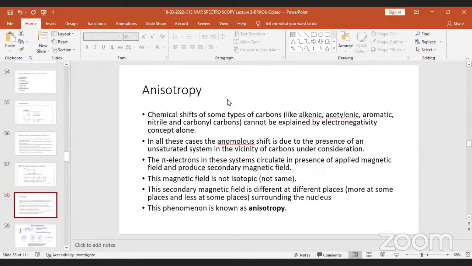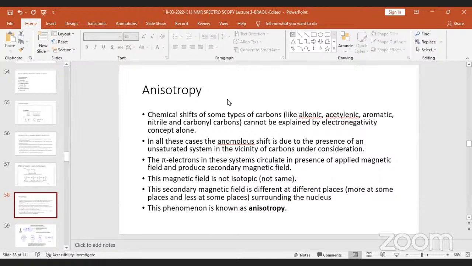Anisotropy. The name itself suggests there is something anisotropic, not isotropic. Anisotropy means unequal, isotropy means equal. What is equal or unequal here? Chemical shifts of some types of carbons like alkene, acetylenic, aromatic, nitrile, and carbonyl carbons cannot be explained by the electronegativity concept alone, because benzene is 128.5. Electronegativity will not contribute to that much downfield shift. Similarly, ethylene 123.3. Even there, electronegativity alone cannot explain that shift. Therefore, there comes another term called anisotropy. This is due to the circulation of pi electrons that are present in these molecules.